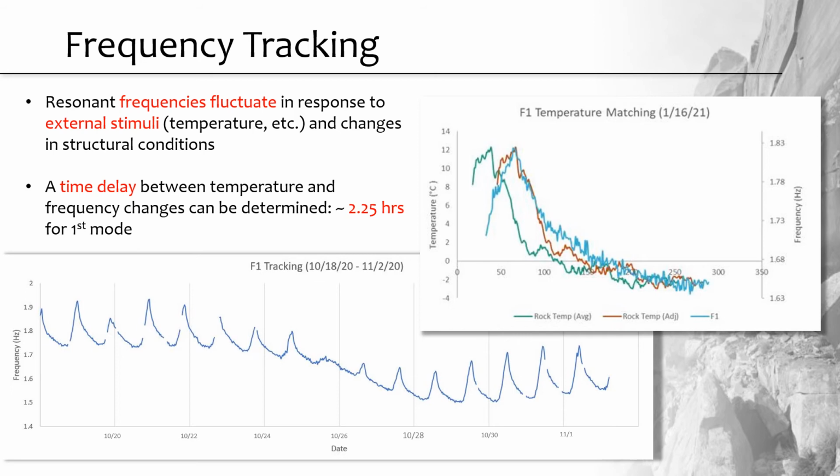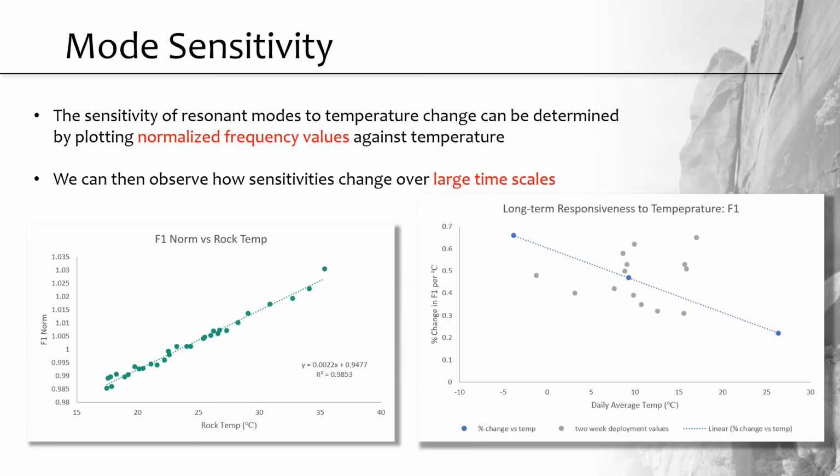And if you look at the plot on the right, there's a delay between temperature and its effect on the frequency. By shifting the rock temperature graphs, we can figure out what that time delay is. And we found that for the first mode, there's about a 2.25 hour delay between the rock temperature changing and the column's resonant modes feeling that change themselves.